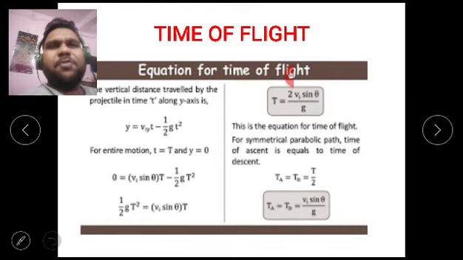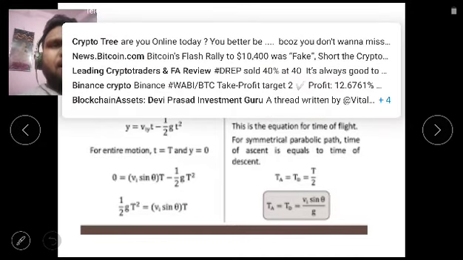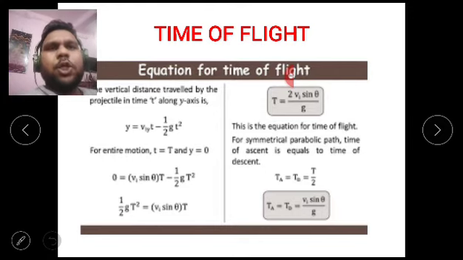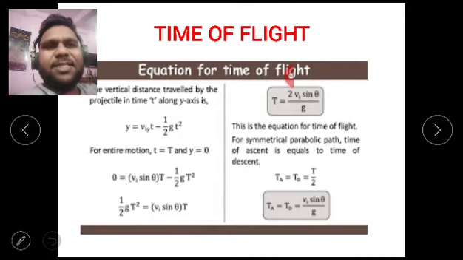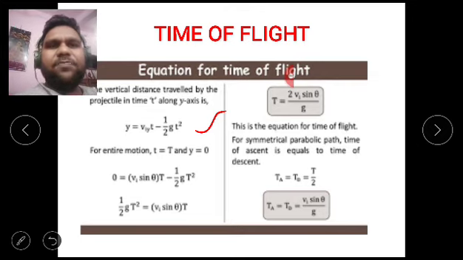Okay, so now we will do the derivation for time of flight. So what is time of flight? Time of flight is the total time taken by the projectile from its point of launch to the lowest most point in the trajectory, the point where it hits the ground. That is called time of flight. We know that the displacement of the projectile in time t along the y-axis is given by y is equal to v0y t minus half g t square. This formula we have discussed in the previous video.